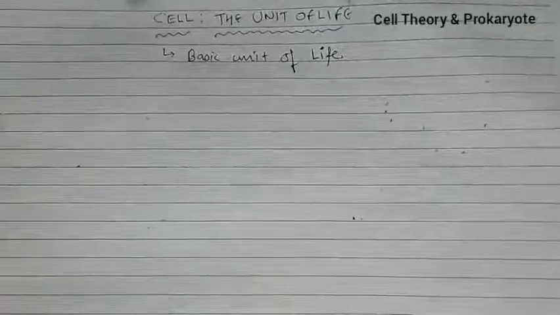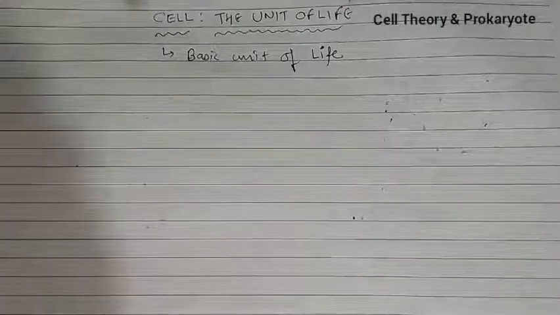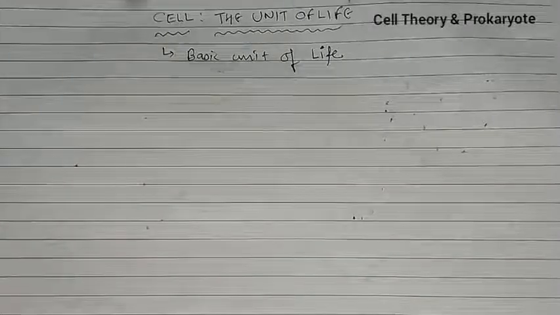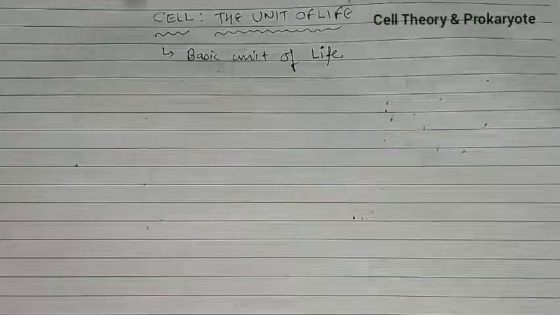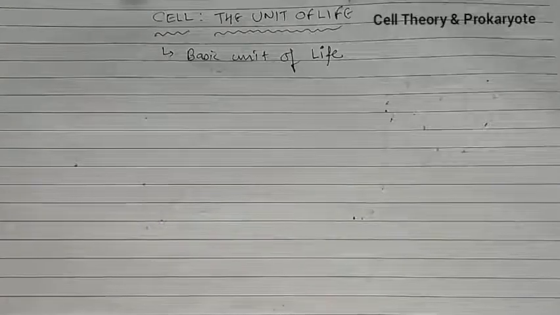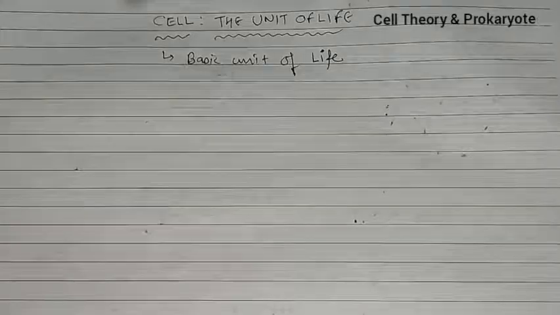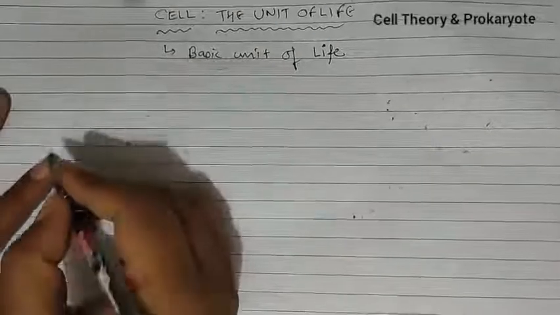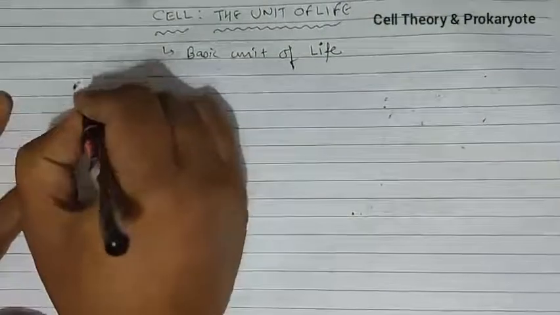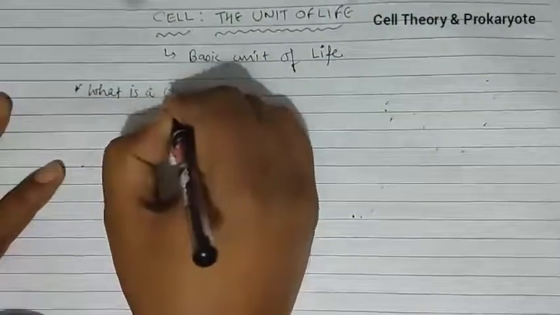We know that all organisms are composed of cells. Some are composed of a single cell and are called unicellular organisms, while others which are composed of many cells are known as multicellular organisms. So first we try to understand what a cell is.